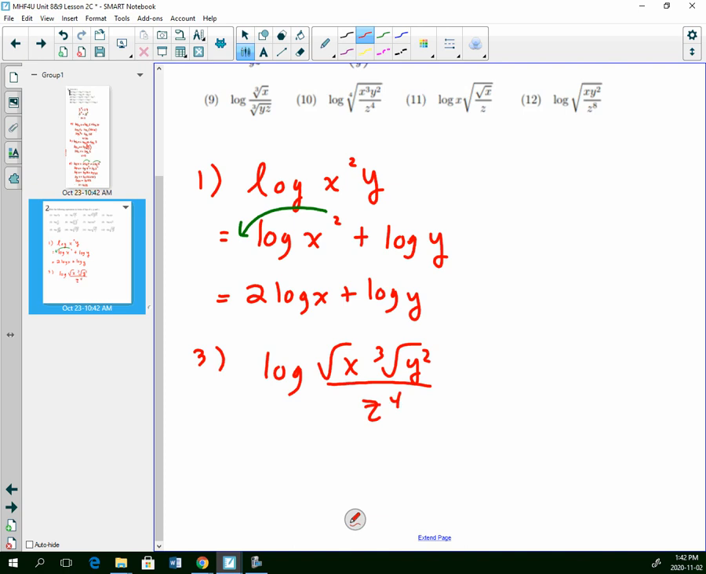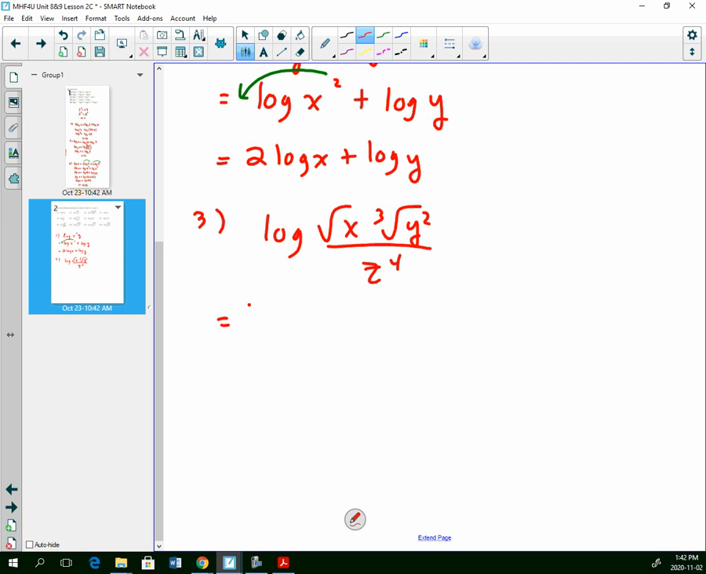Okay, so I am going to take apart the multiplication in the numerator. So the log root x and the log third root y squared, we're going to change that multiplication to addition. And then the z to the fourth is going to be changed to subtraction. Okay, so multiplication and division I'm going to separate.